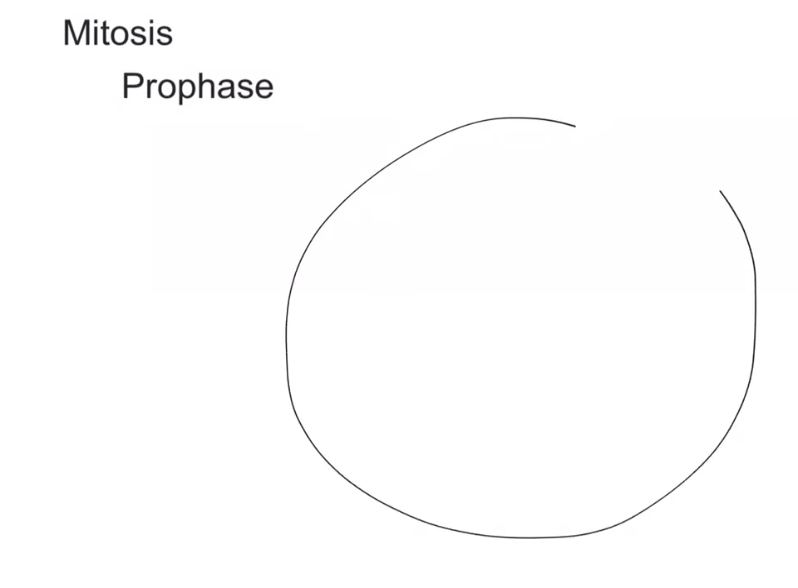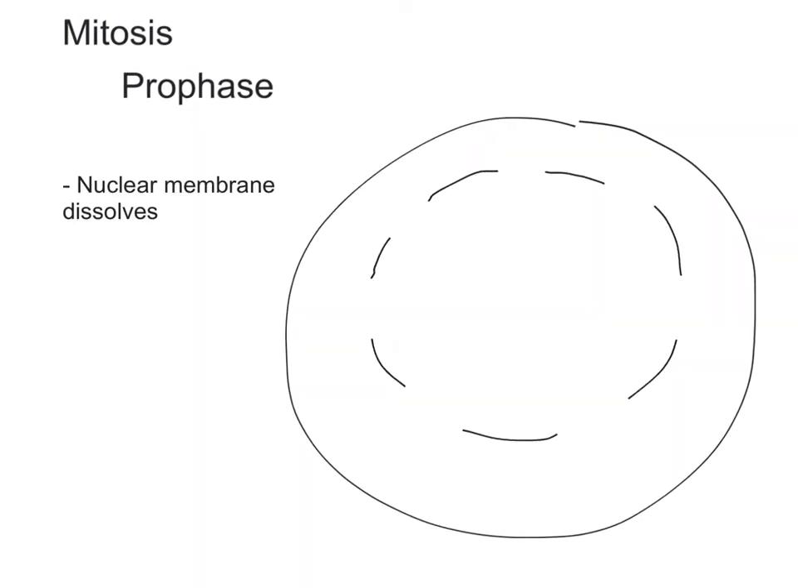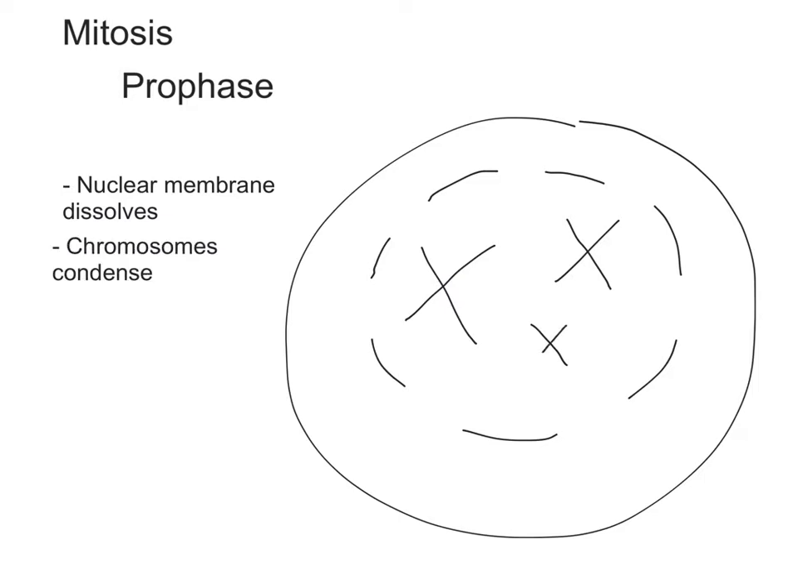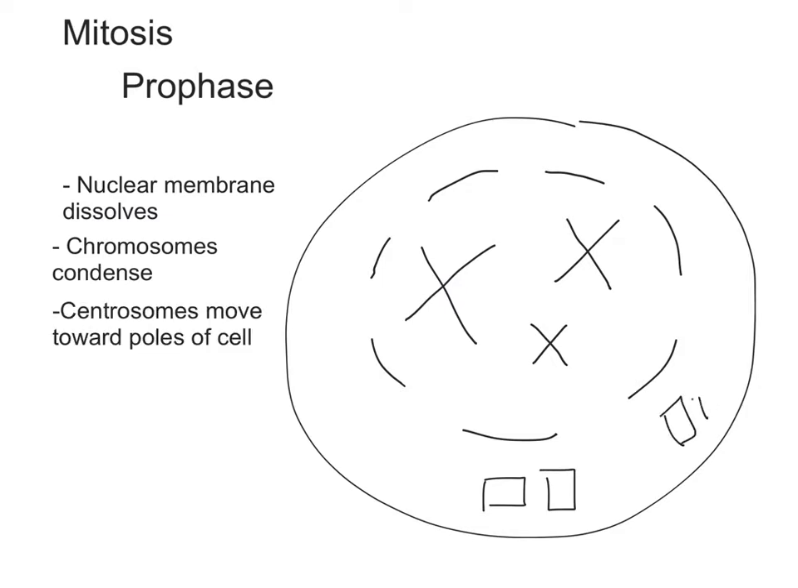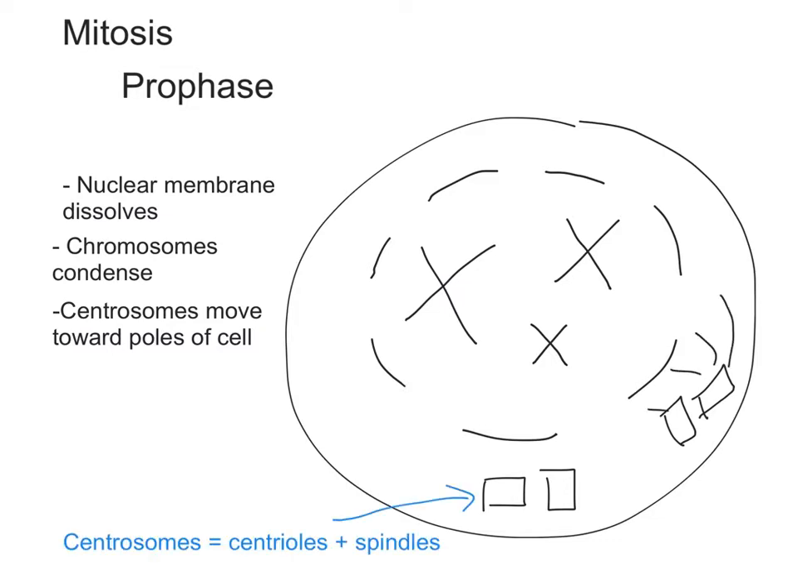During prophase, the first step of mitosis, we're going to see that our cell has a nucleus that's dissolving. So the nuclear membrane breaks up. The chromosomes are going to condense and show up as these thick X's. Our centrosomes are going to be migrating towards the poles. And those little pieces of cytoskeleton are going to produce spindles as they go.